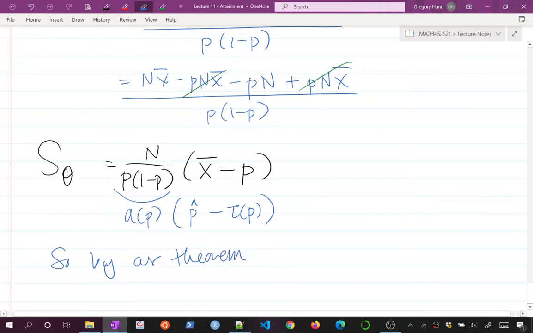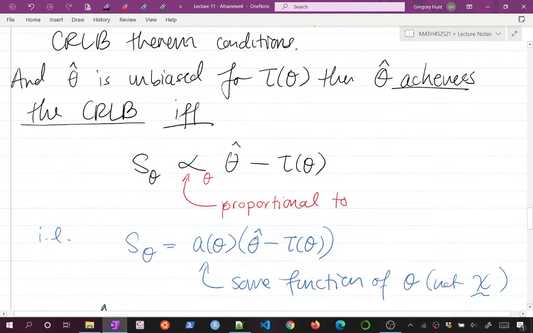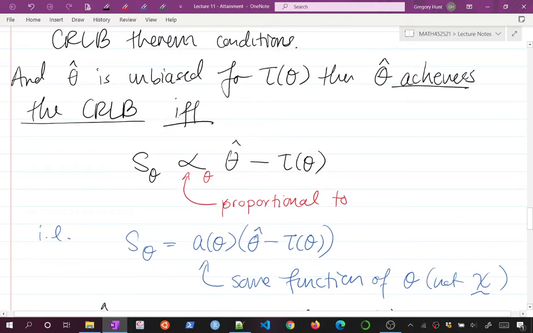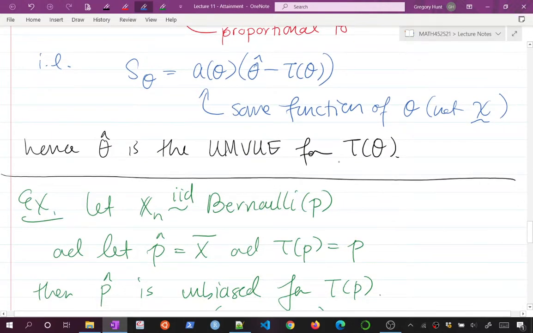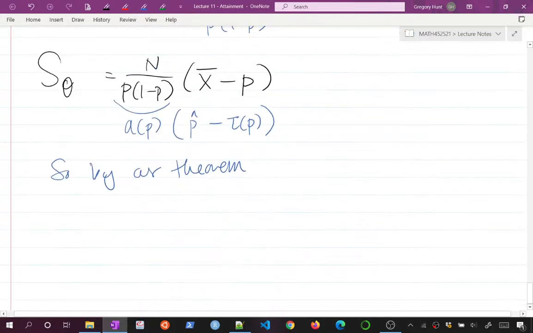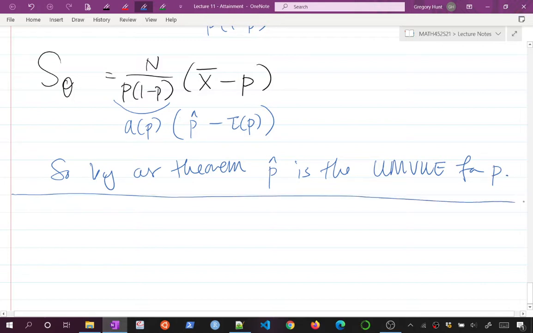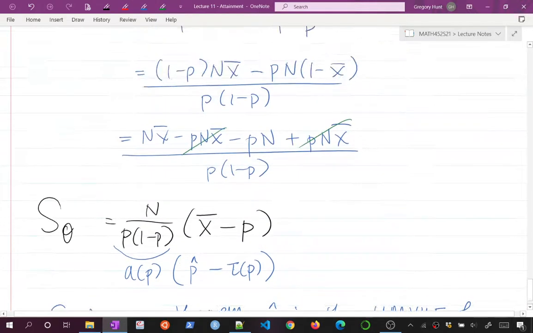So by our theorem, what does the theorem say? Well, on its face, the theorem says that if and only if this thing is true, which we just showed is true, this kind of proportionality, theta hat achieves the Cramér-Rao lower bound, and therefore it is the UMVUE. And so in our case, by our theorem, p hat is the UMVUE for p. So if I get Bernoulli data and I want to estimate the proportion p, the best I can do is x bar, or what I'm calling p hat here. So that's a nice little example.